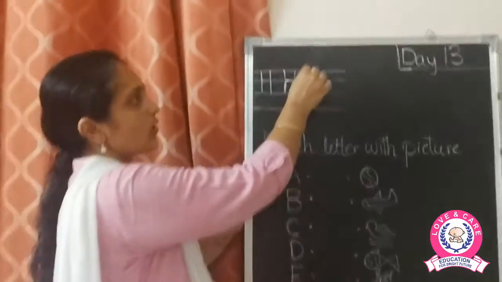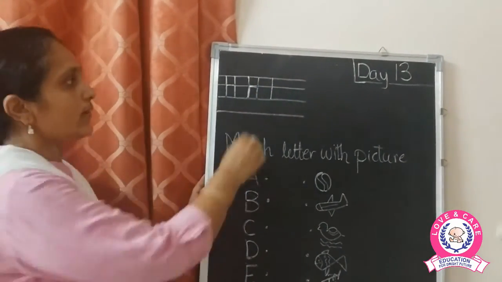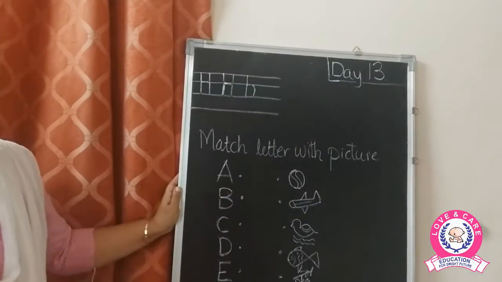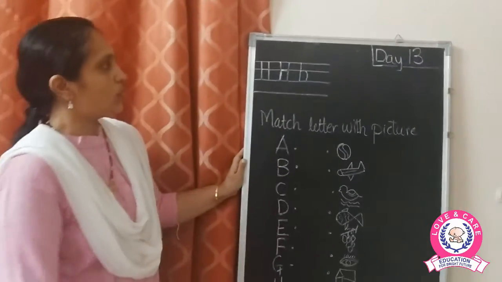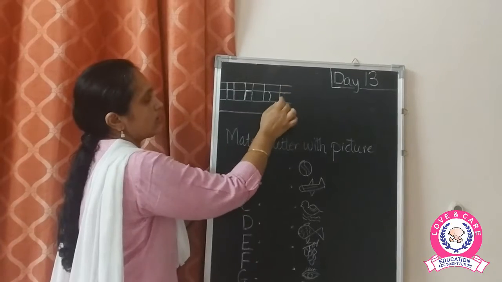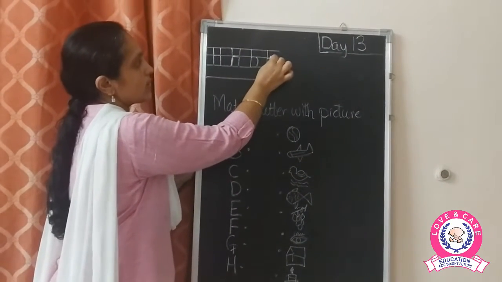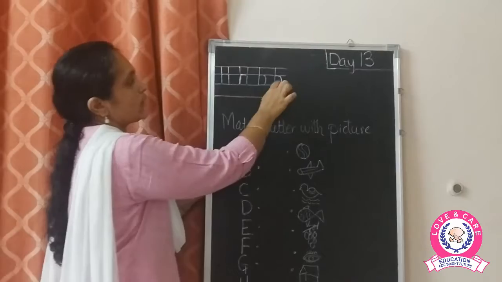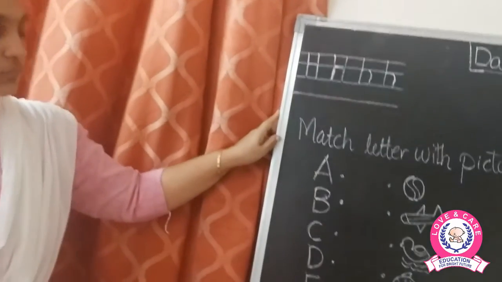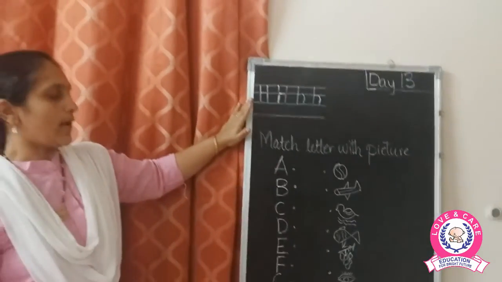Now when we write the small h, again it is a standing line, and then you have to take a curve and make another small standing line between the blue lines. Here you take a little curve, then come down. Or we can say that we are making a 7 also. We are joining a 7 with the 1. Okay, so this is the formation of letter H.